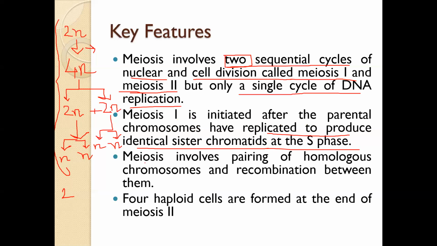So after that, meiosis involves pairing of homologous chromosomes and recombination between them. You will read the recombination part in your molecular biology classes, but the recombination mainly takes place in the meiosis 1 step. And in meiosis 1, this recombination has an immense role.